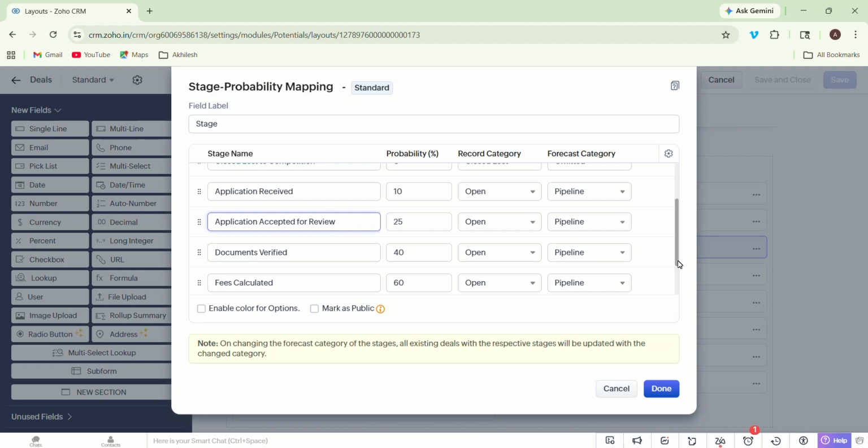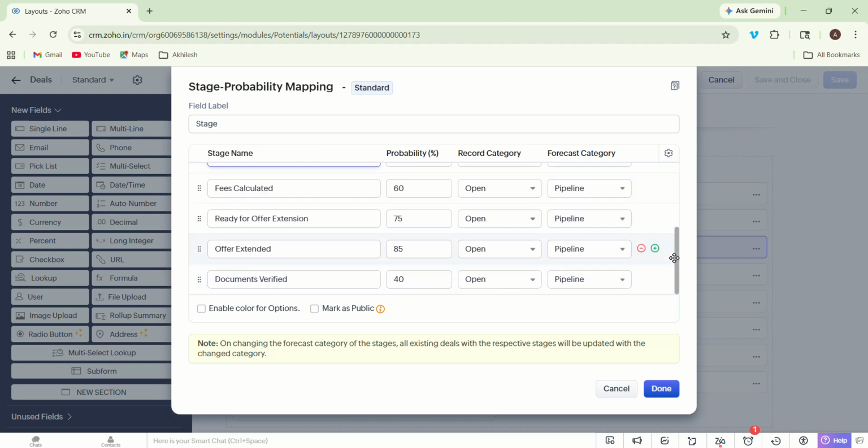Now, ready for offer extension. So what is this? As we go down further, ready for offer extension. Okay, so everything is in order internally. The team has done all the checks. You are ready to make them a formal offer. This stage exists for a specific reason. It creates internal checkpoints before the offer goes out. Basically, you can say it's an approval at a level. In larger organizations or in larger admission teams, you may need an approval before extending an offer. The stage holds the deal while the approval happens. Three-quarters of the deals that reach this stage will usually close. Okay. Now you are very close to getting your revenue.